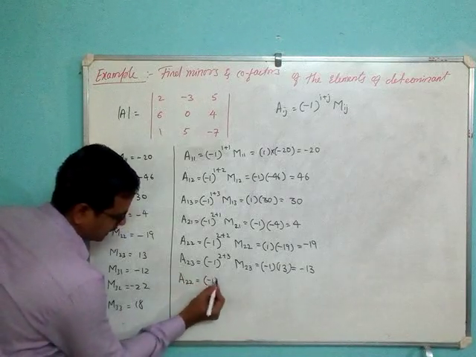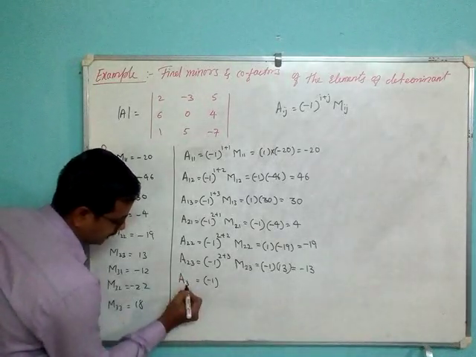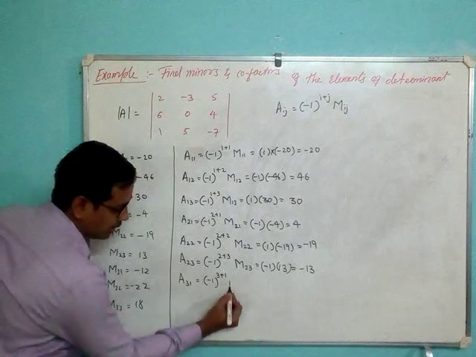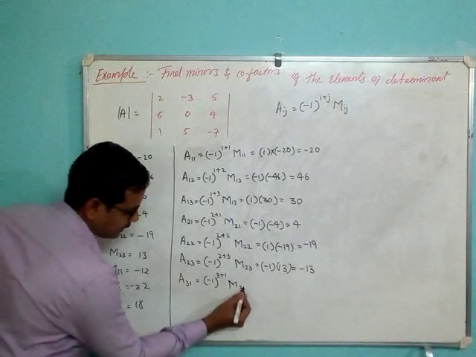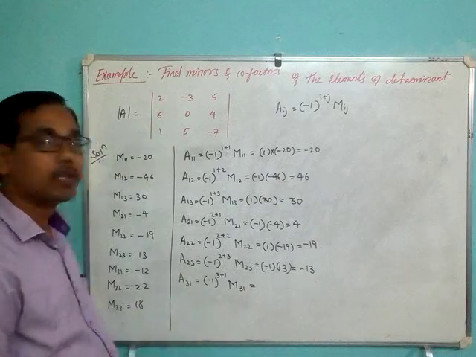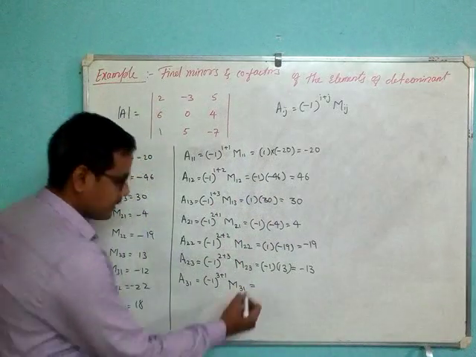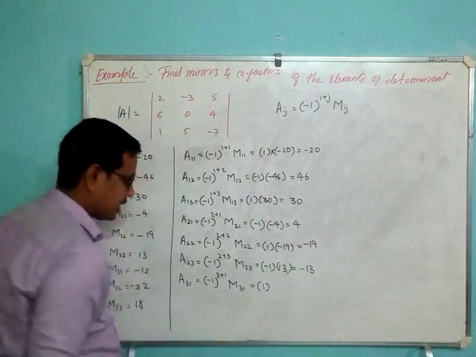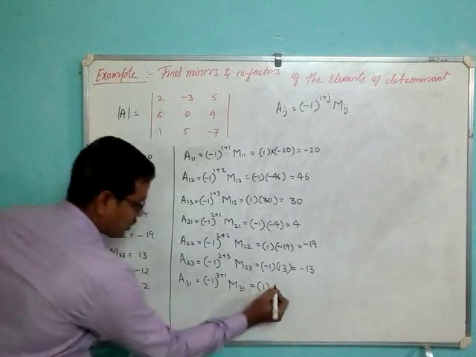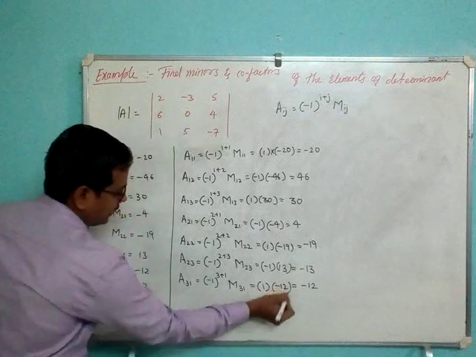A31 is minus 1 to the power 3 plus 1. Why? Because I is 3 and J is 1. So minus 1 to the power 3 plus 1 into M31. 3 plus 1 is 4. Minus 1 to the power 4 is plus 1 into M31. M31 is how much? Minus 12. So this is equal to minus 12.